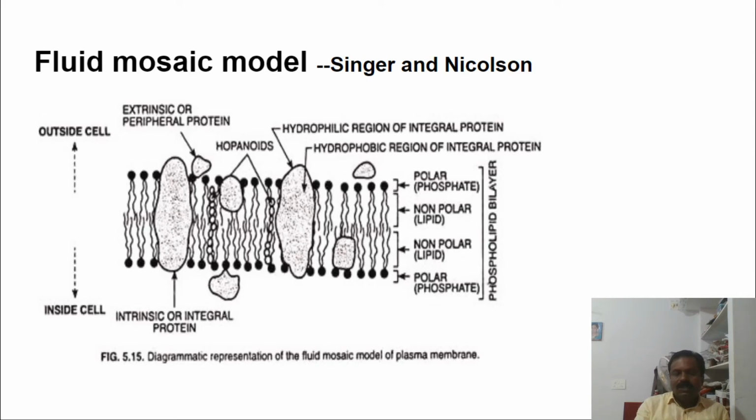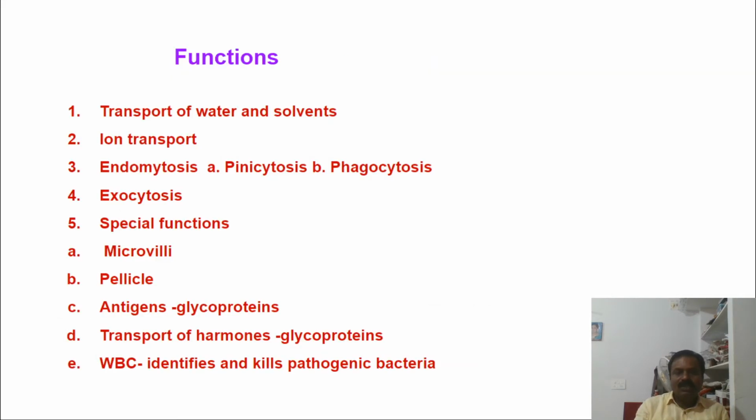Next, to discuss the functions. The plasma membrane has one unique character known as semi-permeability. Permeability means it allows all materials. Semi-permeability means it allows only some materials. Impermeability means it can't allow any material. So these are three terms.